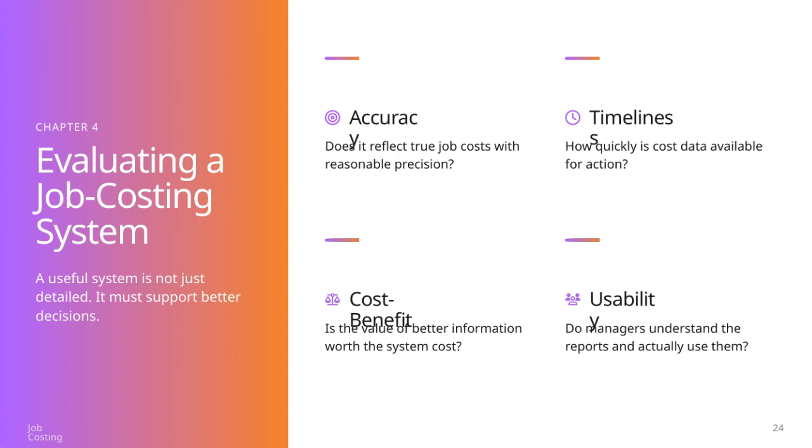The system must actually help managers make better decisions. First, accuracy is key. Does the system reflect the true costs of each job with reasonable precision? Without accurate data, decisions could be misguided. Next, timeliness matters. How quickly does cost information become available for managers to act on? Delays can reduce the usefulness of the data. Then, there's the cost-benefit aspect. Does the improved information justify the expense of maintaining the system?